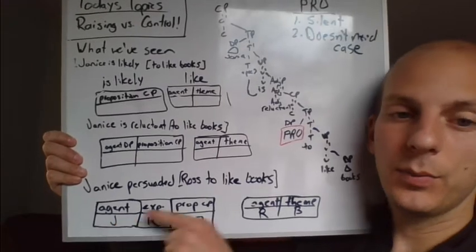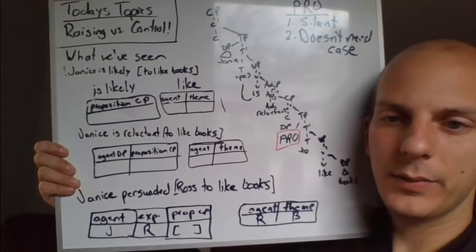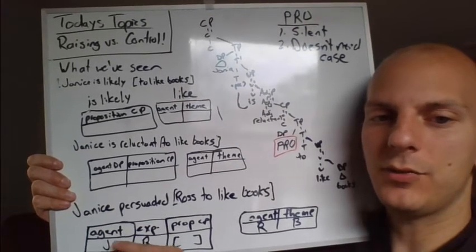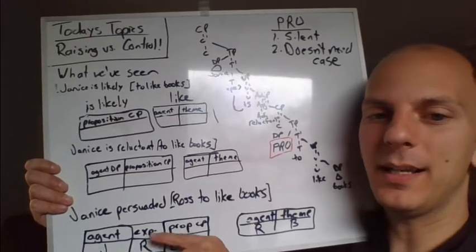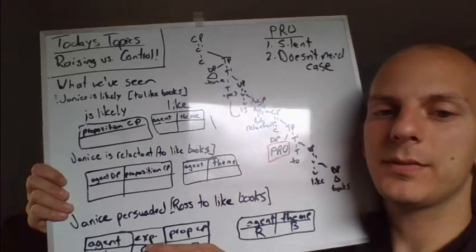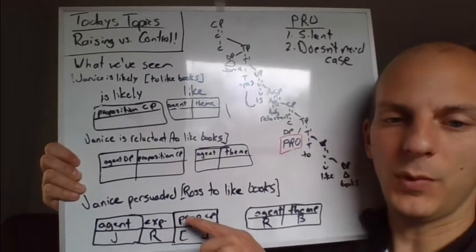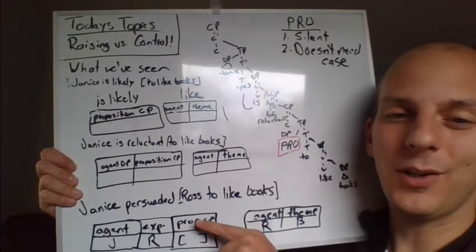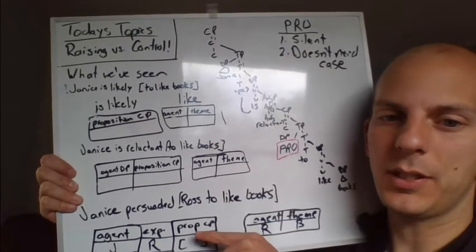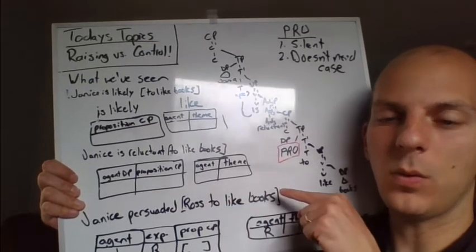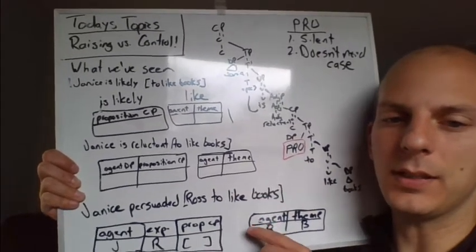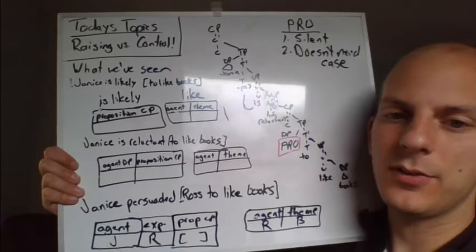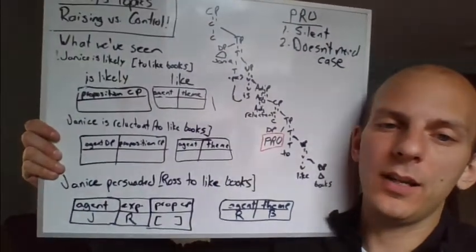But persuading assigns three different theta roles. It assigns a persuader, an agent, that's Janice. Somebody persuades somebody else who experiences the persuasion, that's Ross. That theta role is a little bit weird, but there's certainly one there. And it also has a proposition, Ross to like books. I put the brackets here in this box to represent this whole clause because I didn't feel like using good indexes, because I'm feeling lazy on a Monday. Ross to like books is the proposition. So that's cool. We have this all figured out.